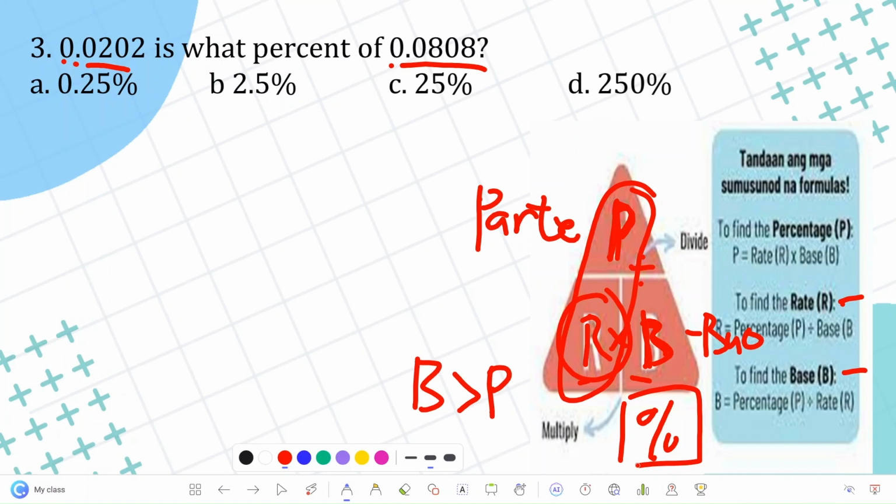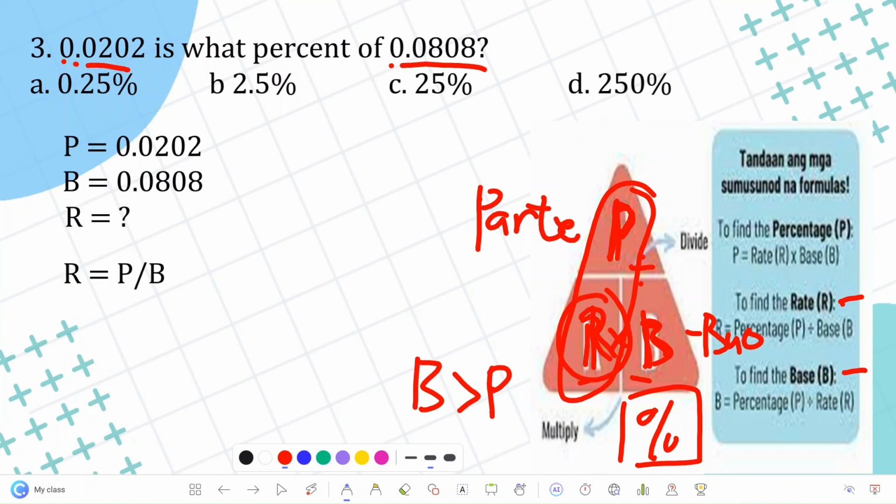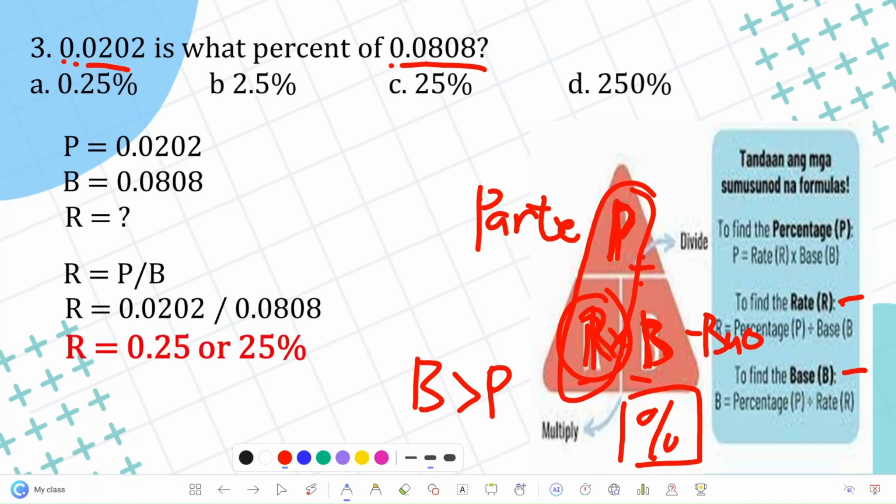So here, ano ba ang given dito? Ang given dito yung P mo dahil mas mababa ang 0.0202 sa 0.0808. Kaya ibig sabihin P ang 0.0202 at B naman ang 0.0808. At ano ba ang hinahanap natin? Ang hinahanap natin ay ang R dahil wala siya sa given. So ang gagawin natin, we divide P over B. That's the formula for R. And then if you divide 0.0202 over 0.0808, you will get 0.25.